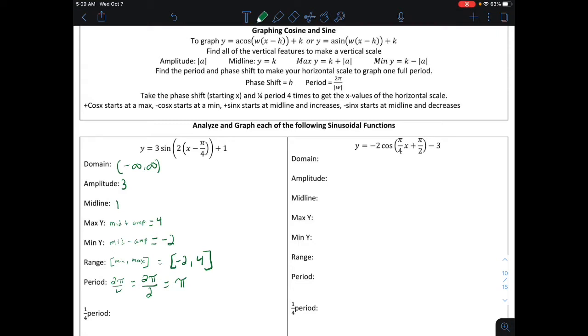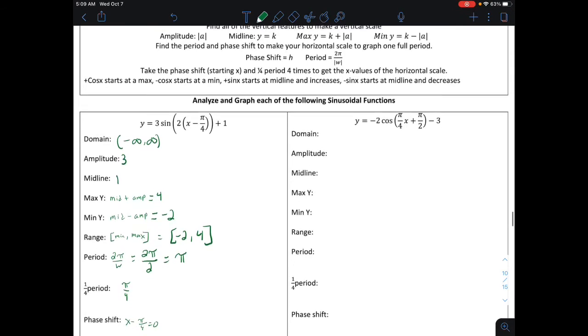Now, we go through the process and we like to quarter our period. And the reason why we want to quarter our period is because the percentage of the period in between our critical points of a sine or a cosine wave is a quarter of its period. So my critical points are maximums, midlines, and minimums. They're a quarter of a period apart from one another. So I quarter my period, I get pi over 4.